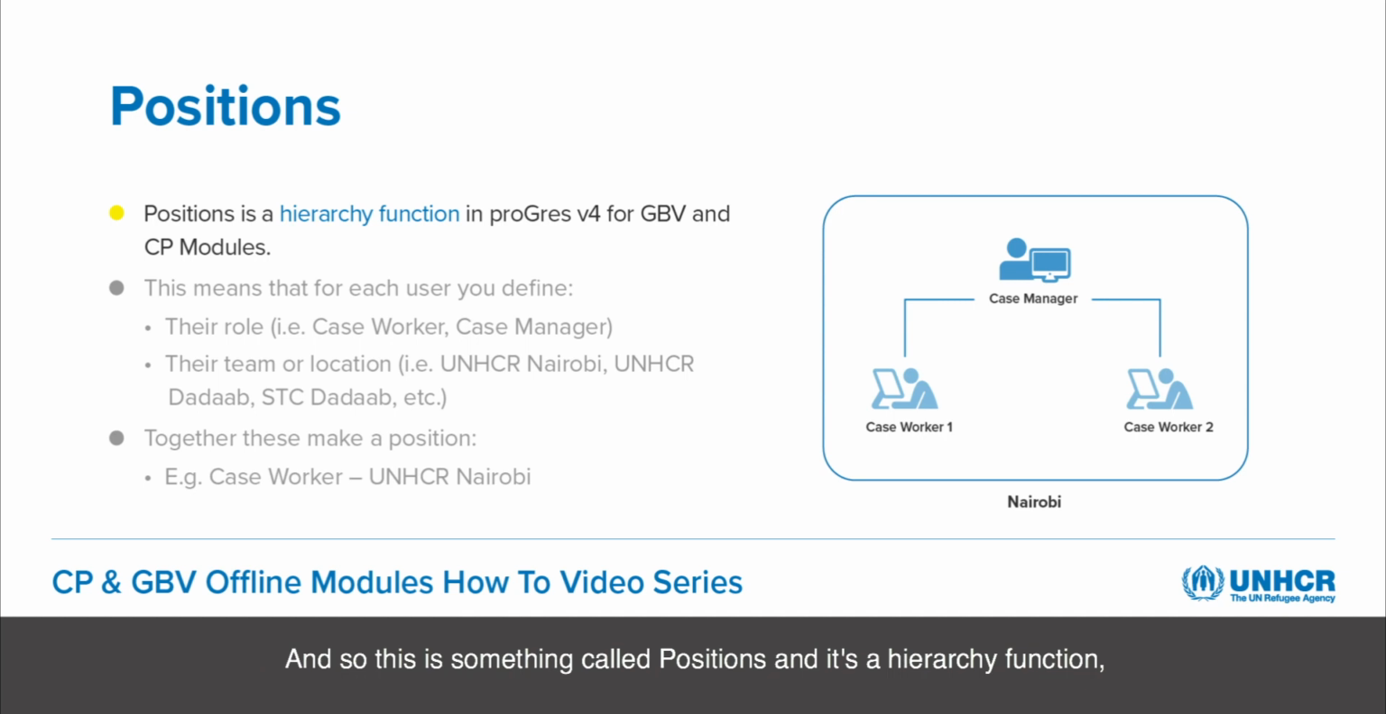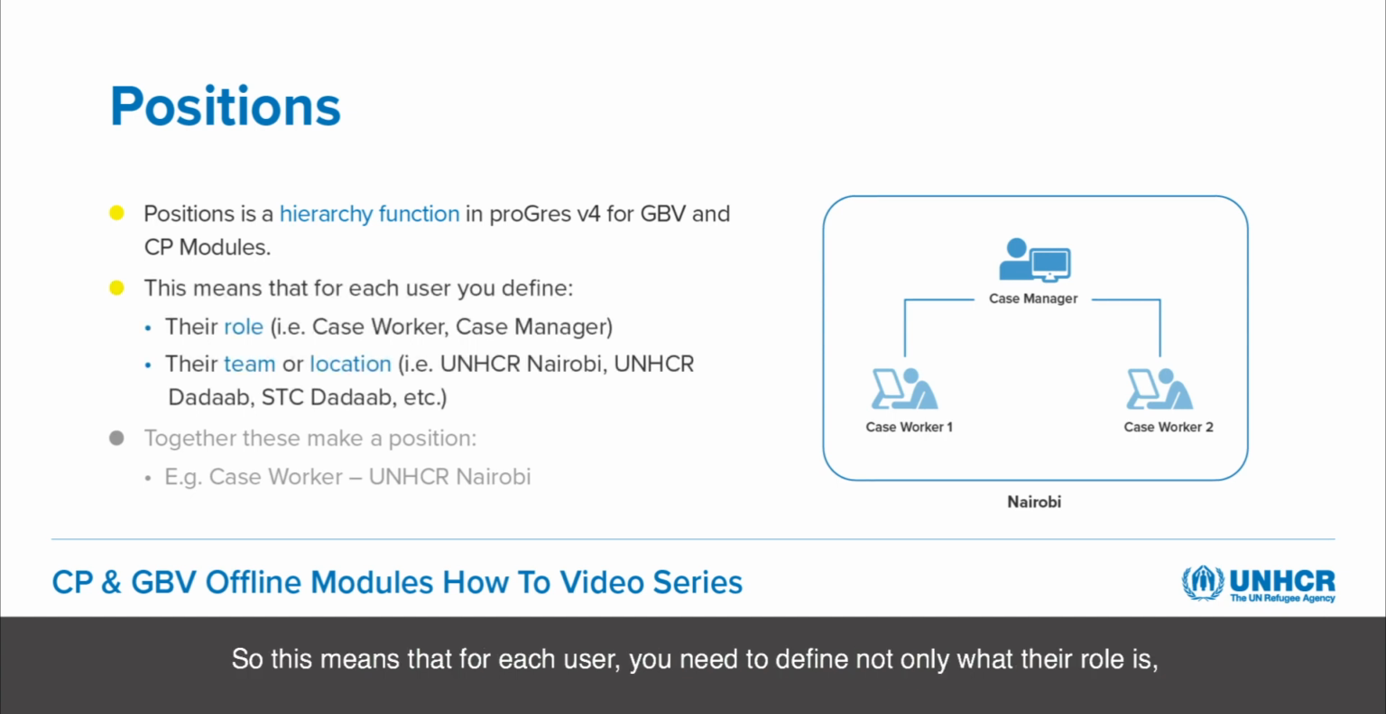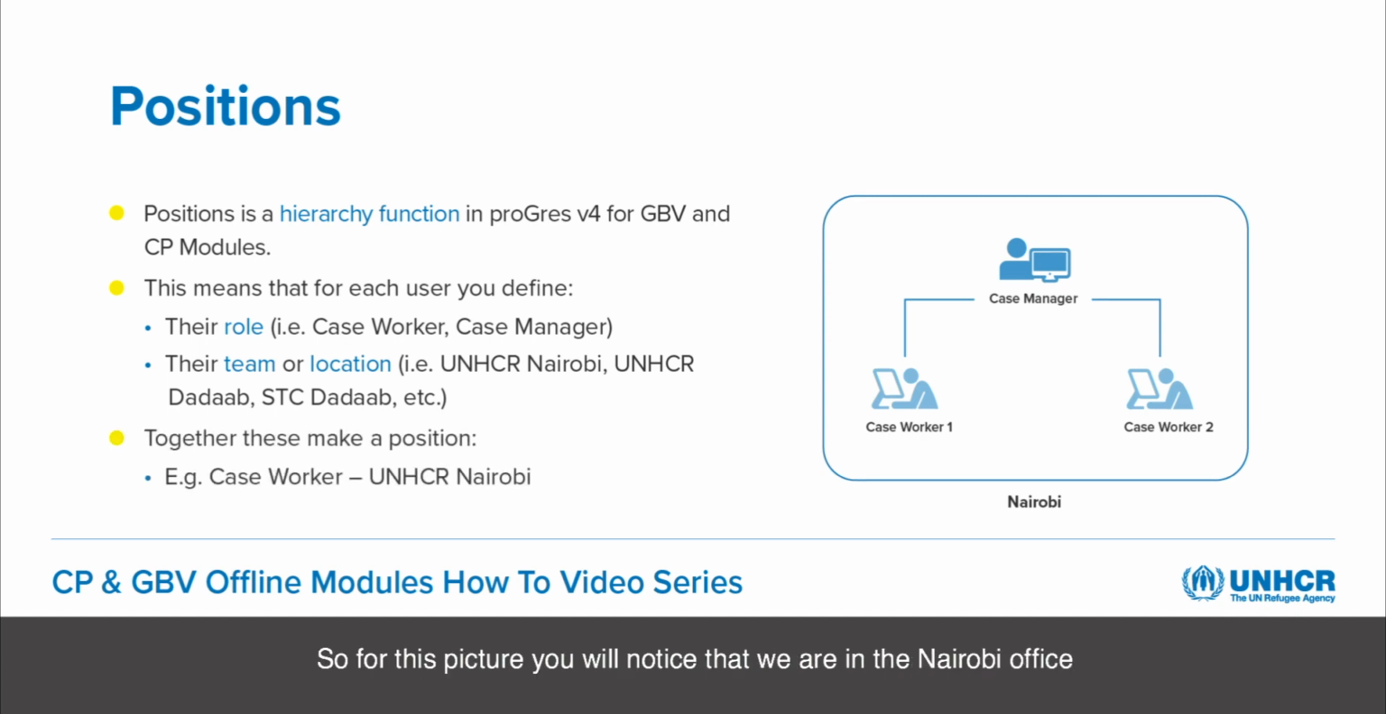And so this is something called positions, and it's a hierarchy function, meaning that it places people depending upon their roles and their relationship to others in their unit. So this means that for each user, you need to define not only what their role is, but also what their location is, so the system can place them in their position and in their location. So this is what creates a position.